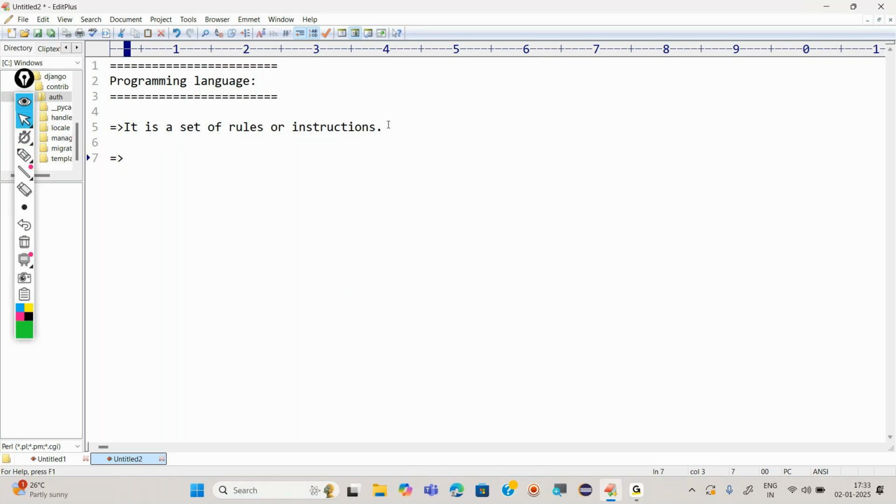Yeah, it is a set of instructions, or rules, that humans use to communicate with, I would say, a system or a computer.